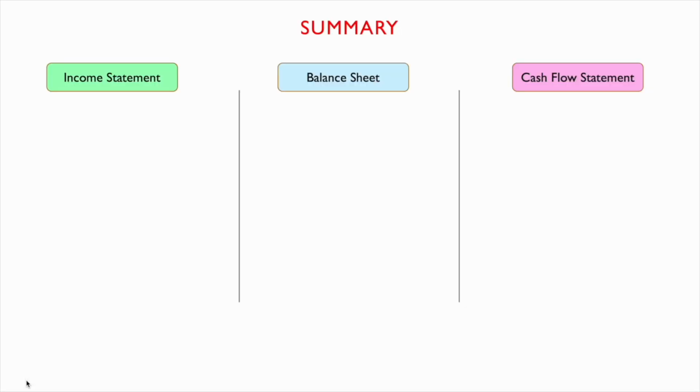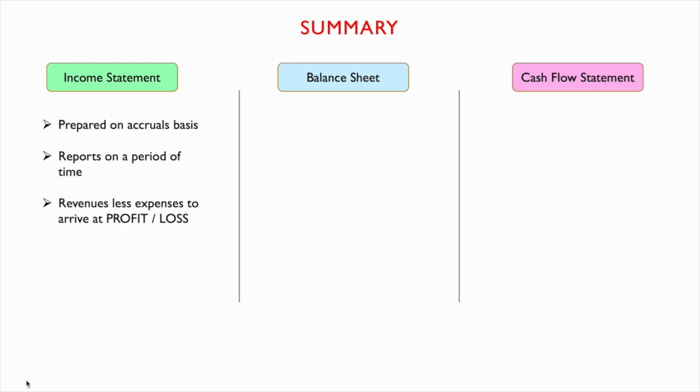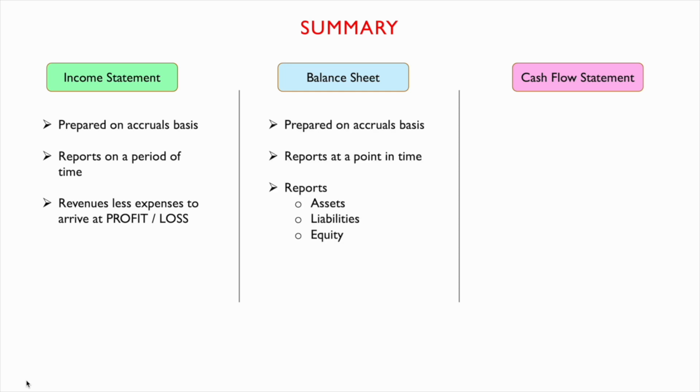By way of summary then, we've got our three primary statements: the income statement, the balance sheet, and the cash flow statement. The income statement is prepared on an accruals basis of accounting and reports on revenues less expenses to give a profit or loss over a period of time. So a period of time should be remembered for an income statement. Our balance sheet is also prepared on an accruals basis because the balance sheet and income statement are linked. It reports on assets, liabilities, and equity at a point in time.